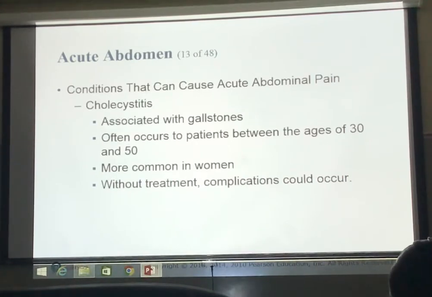Inflammation of the gallbladder is commonly associated with the presence of gallstones. This condition rarely occurs in children, but it can. I've seen them as young as 14 have their gallbladders removed.